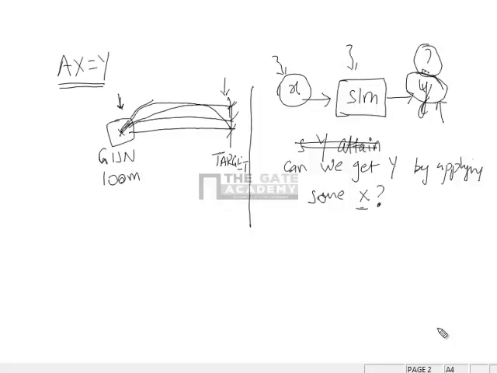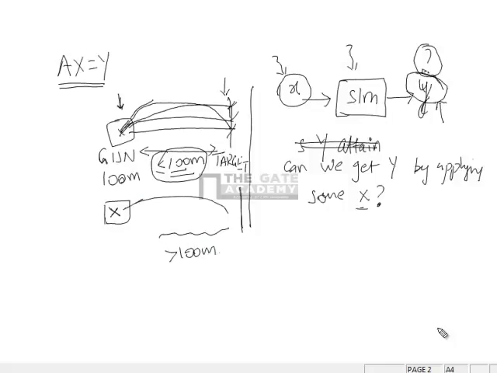Correct? Yes or no? This is true only if this is within 100 meters. If this is less than or equal to 100 meters only, it is possible. Say for example, you are here. I have a target here whose distance is greater than 100 meters and I am varying my shooting angle. However much I shoot, I will be landing here only. Whatever way I shoot, I cannot hit anywhere. I cannot hit the target at all.